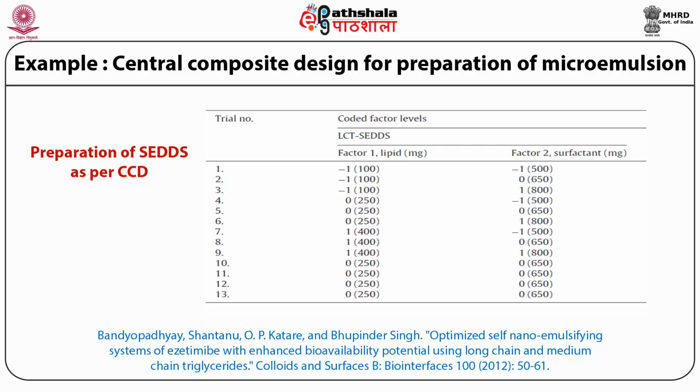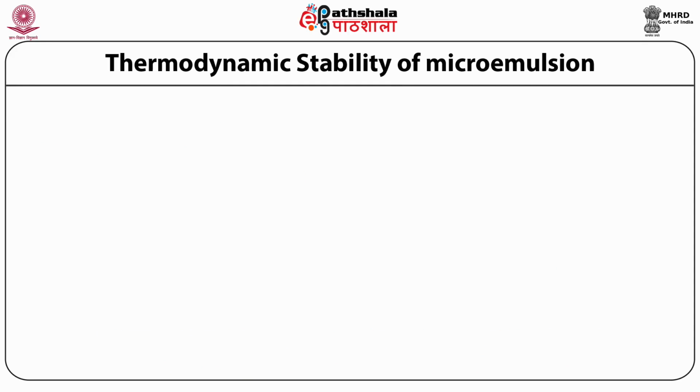Now this is one of the researchers who has utilized central composite design for the preparation of microemulsion, where factor 1 is the lipid phase and factor 2 is the surfactant phase. They are then coded and utilized for the preparation of self-emulsifying drug delivery systems as per central composite design. One of the important aspects of microemulsion is its thermodynamic stability. To understand the process of formation of oil droplets, we look into thermodynamic stability.